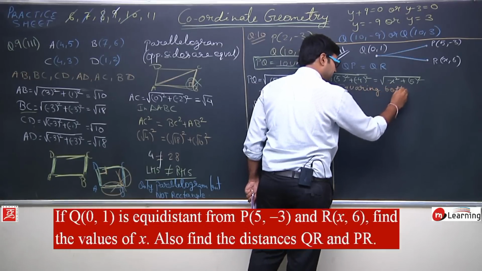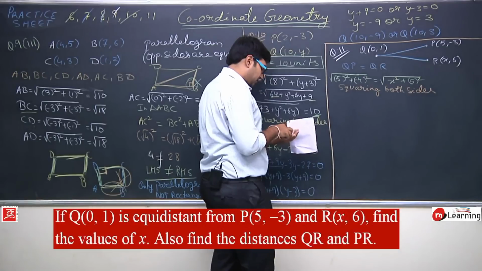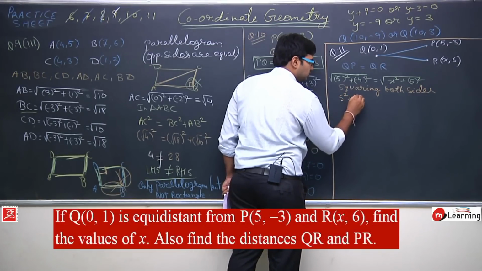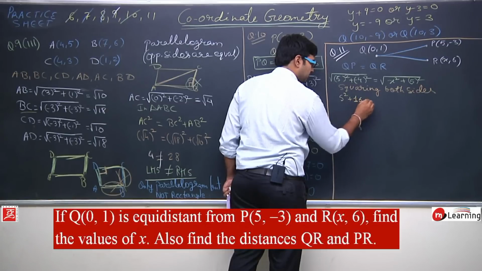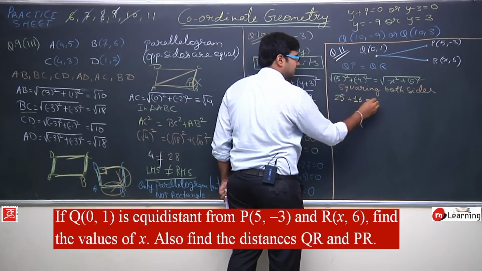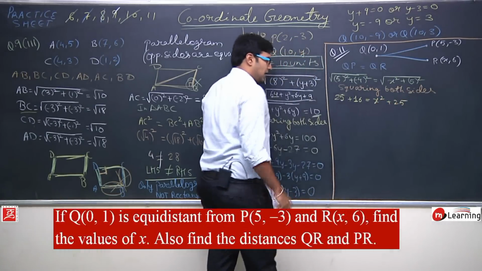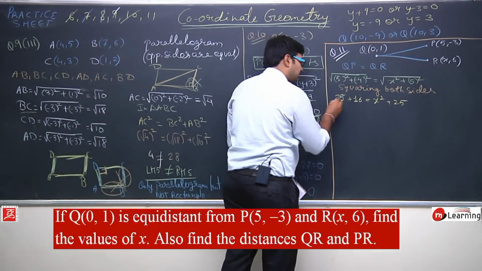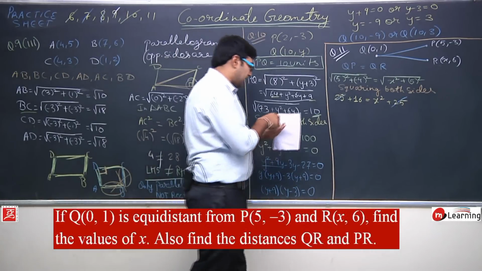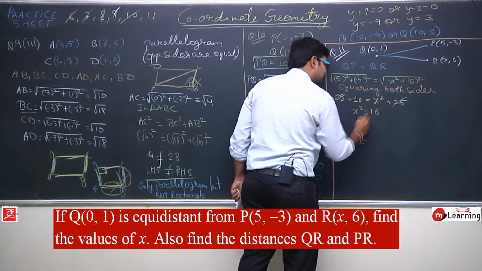Squaring both sides, so when you square both the sides it will become 5 square plus 4 square is 16. Okay, this 5 square is 25 and this 4 square is 16. It will give you x square plus 25, and you can see we can very easily subtract this 25 and 25. We can cancel these two terms and we are left with x square is equal to 16.